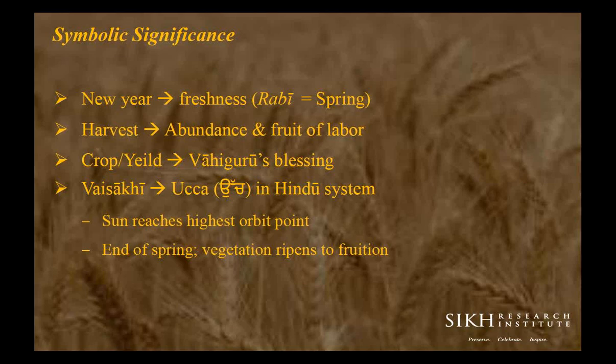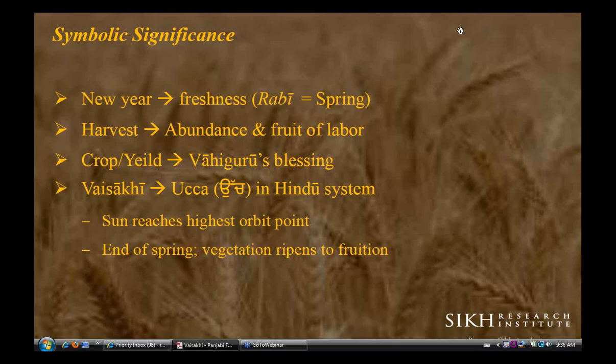So in the Hindu system, Vaisakhi has a connotation or an association with what is called Uch, where the sun reaches the highest orbit point. So there is a fruition, there is an actual accomplishment happening, which is pretty much the end of spring, and where vegetation ripens.